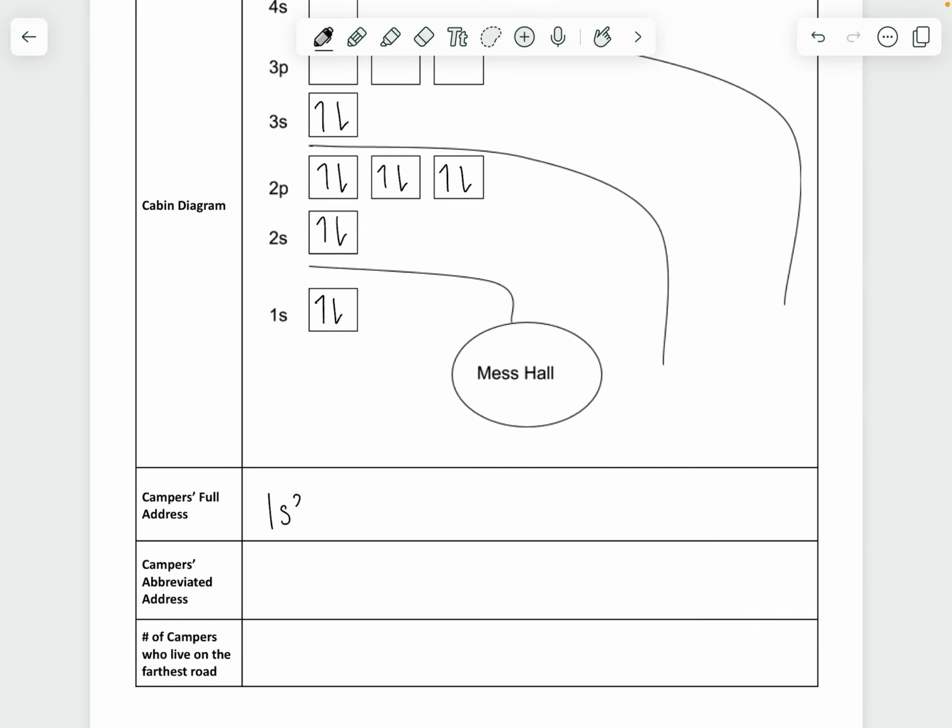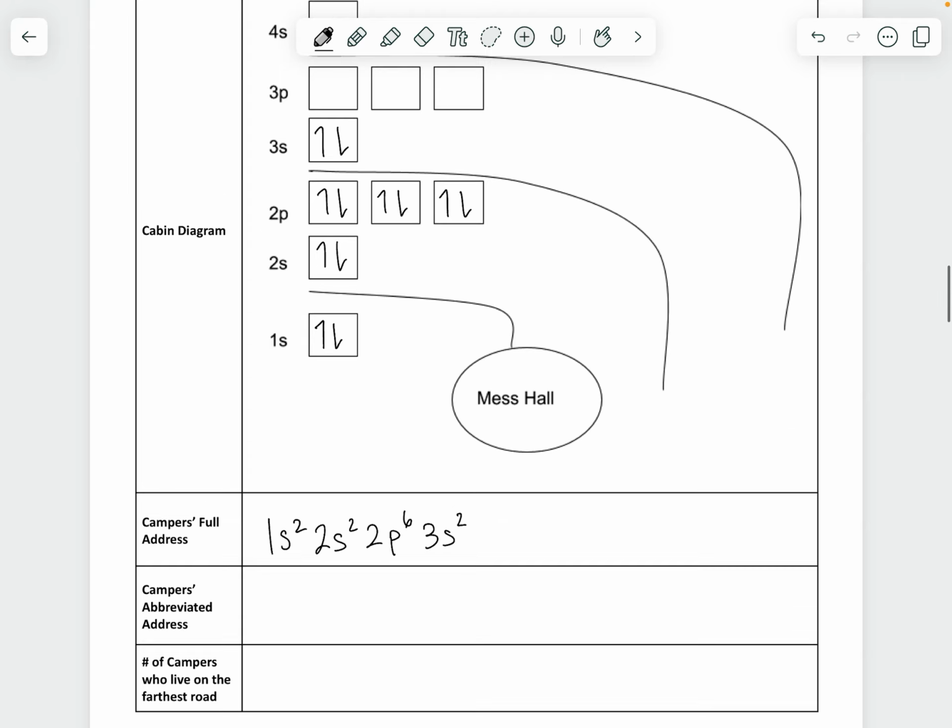Well, we do it exactly how we did for carbon. The only difference is we have more campers to account for, and we filled up more cabins. And we do, again, in order in which we have filled them up. Now for the abbreviated, we do the same thing, and we see that the most recently filled dirt road was the second dirt road, right?